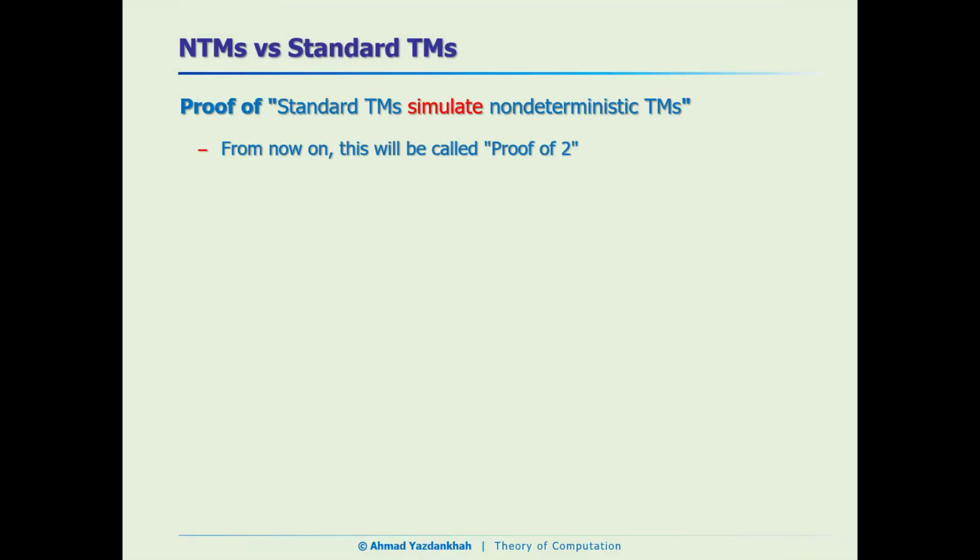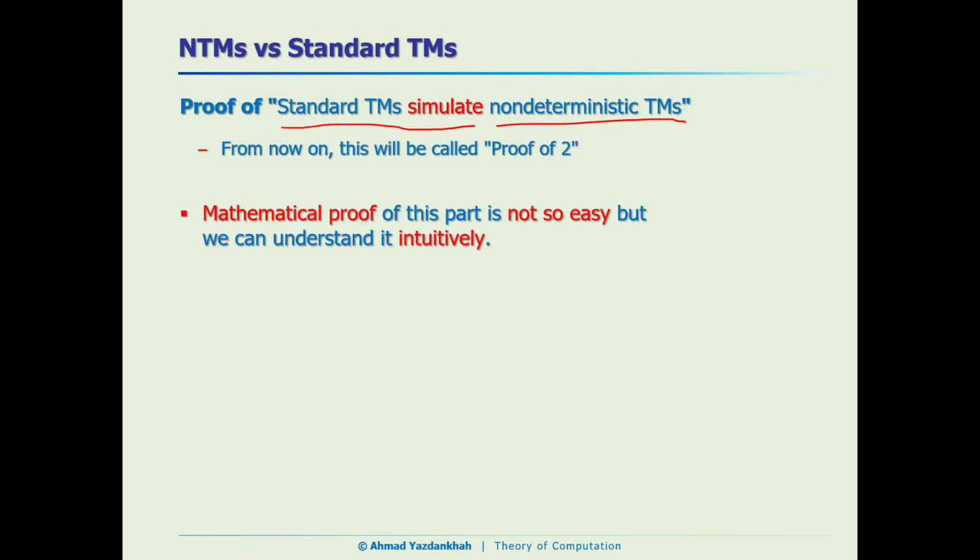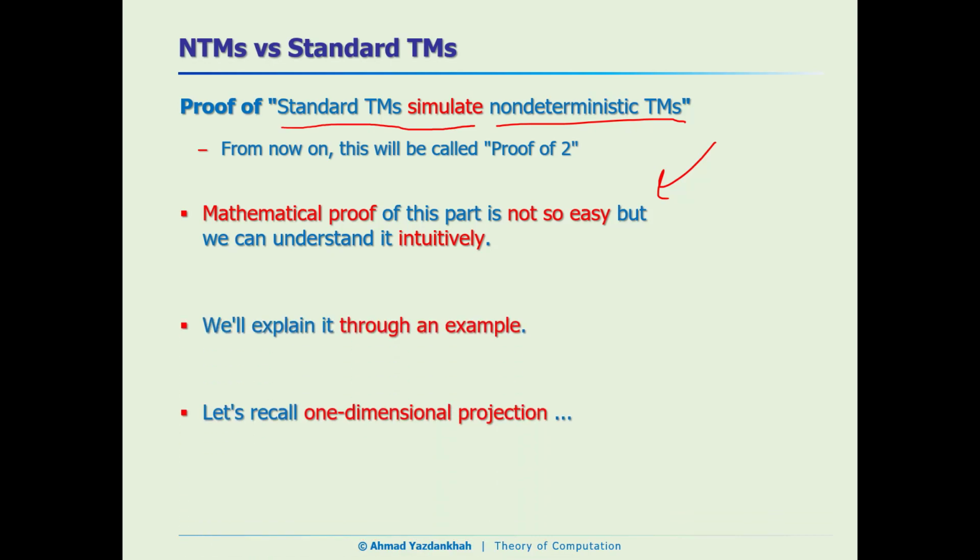How about the other way around? How can we prove that a standard Turing machine can simulate a non-deterministic Turing machine? The mathematical proof is definitely very hard and beyond the scope of this course, but we can intuitively prove that, or let's say imagine how the proof can look like. Okay, let's do that. It's a good experience for us.